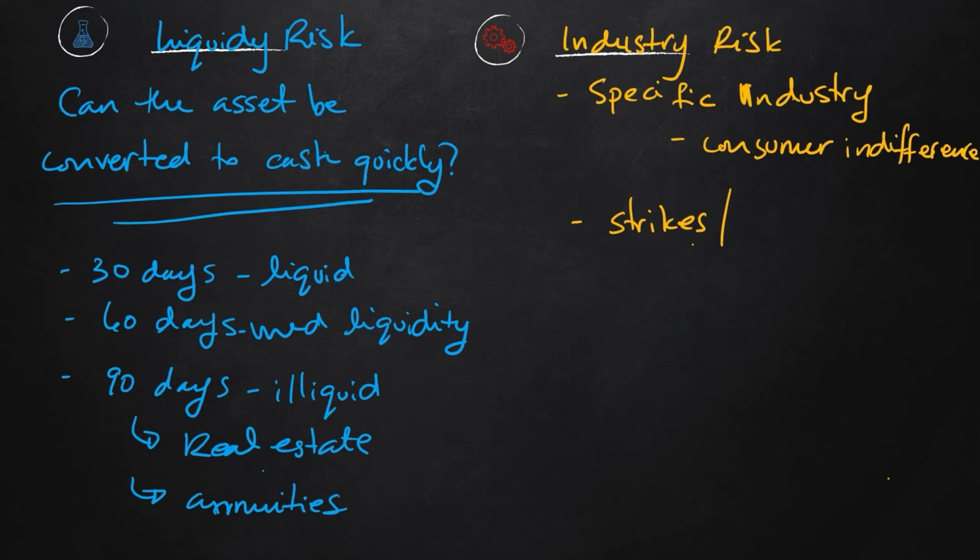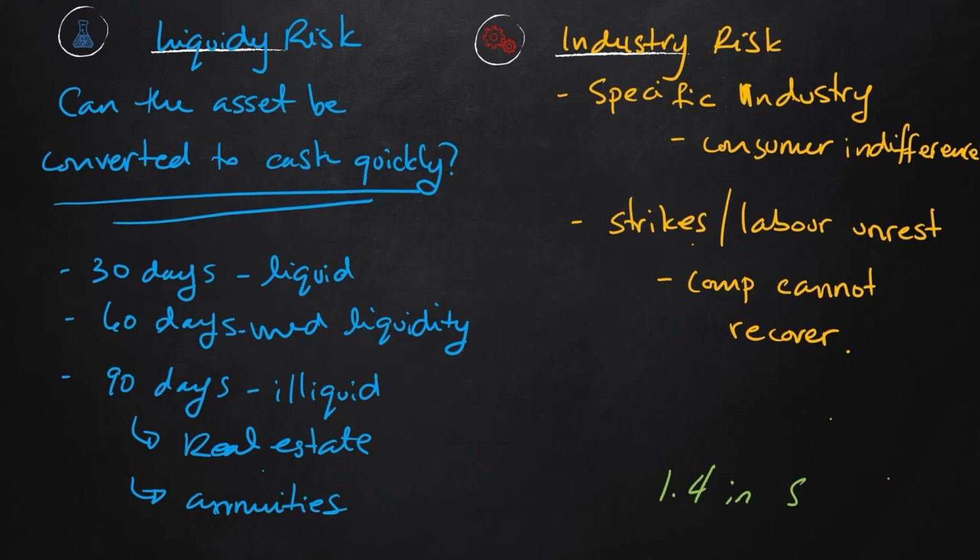The other thing associated with industry risk is strikes and labor unrest. During this period at a company, nobody is working or producing products. Meanwhile, expenses continue to accumulate, and unfortunately, usually a company cannot recover in this type of situation. If your client is worried about strikes or labor unrest, it's important to stay away from unionized labor, because these are the workers who are able to strike and do so more often.